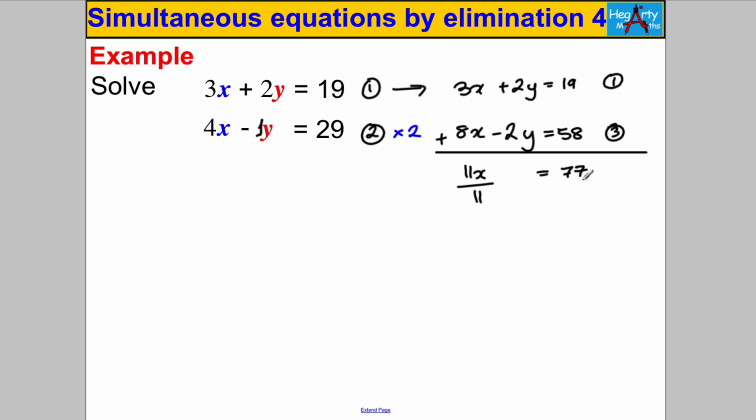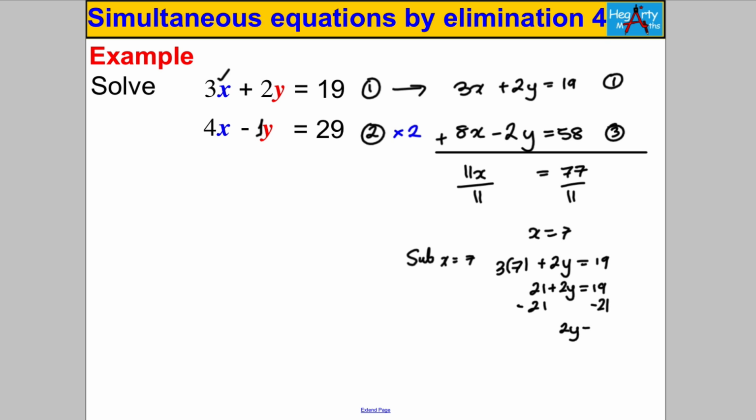Divide both sides by 11 and I'm going to get myself that x is equal to 7. To find y, sub x equals 7 into either equation 1, 2 or 3. Easiest here because they're all positive. So let's say 3 bracket 7, putting 7 in here, add 2y is equal to 19. 21 plus 2y is therefore 19. Subtract 21 off both sides. I get that 2y is therefore equal to -2, and divide both sides by 2, y is -1.